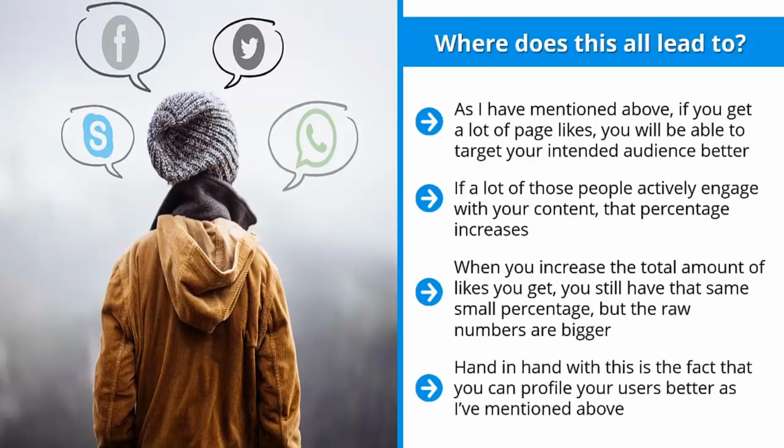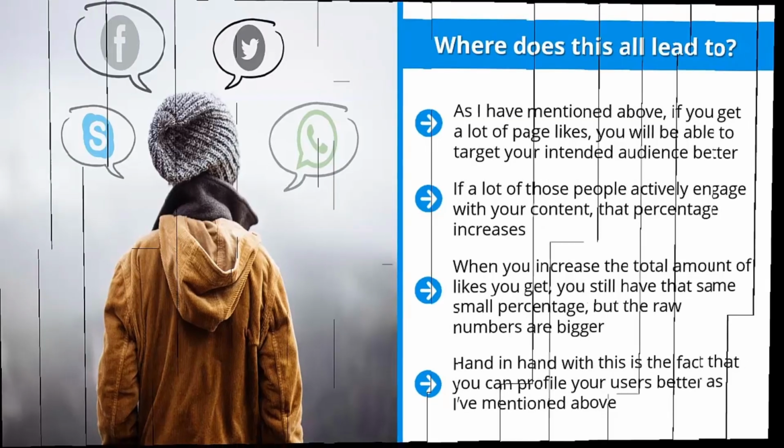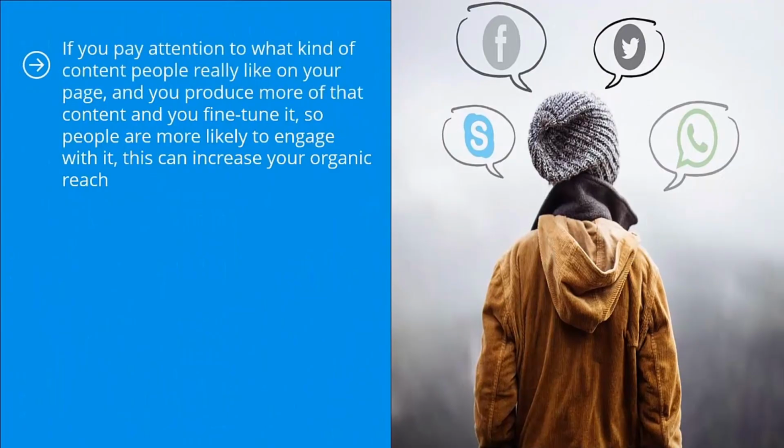Hand in hand with this is the fact that you can profile your users better, as I've mentioned above. This higher level of profiling paired with better content management and targeting on your part can lead to more content visibility. How come? Well, your reach can increase because of higher engagement levels. If you pay attention to what kind of content people really like on your page, and you produce more of that content and you fine-tune it so people are more likely to engage with it, this can increase your organic reach. This makes your content more visible. What is engagement? Well, people can share your stuff. They can like, they can react, they can comment. Whatever the case may be, get them to do it.